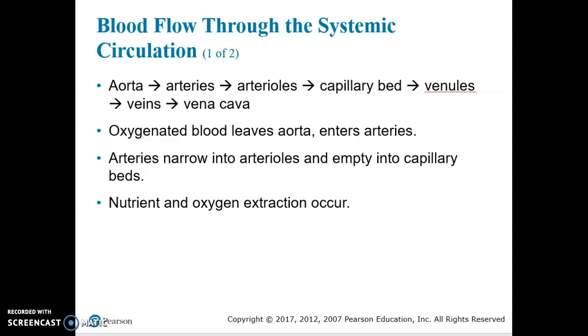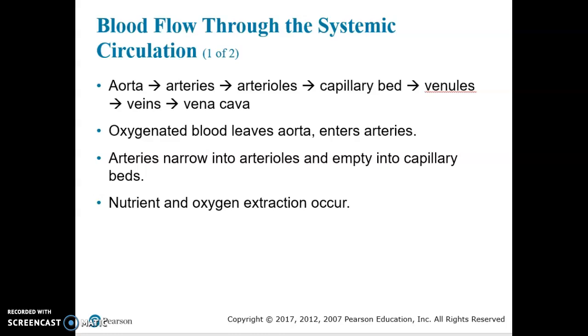Well, what we're talking about with systemic circulation is what happens to the blood after it leaves the aorta. Where does it go throughout the body? So this is where we're talking about where it goes and what happens outside of the heart. So it leaves the aorta, it goes into the arteries, then it travels to the arterioles, then to the capillary beds, and the capillary bed is the step at which exchange occurs.